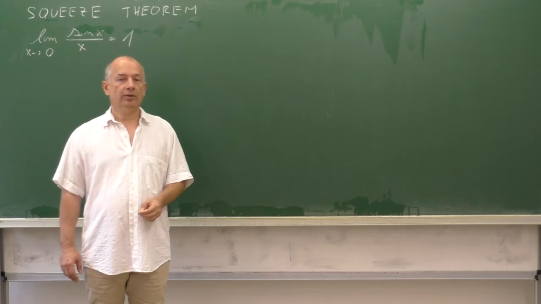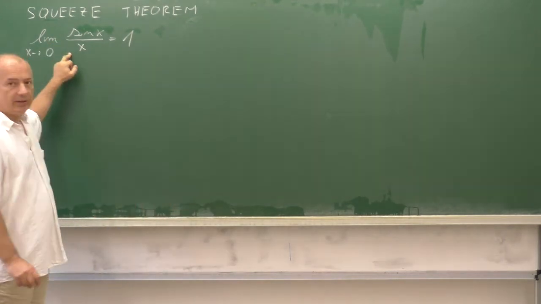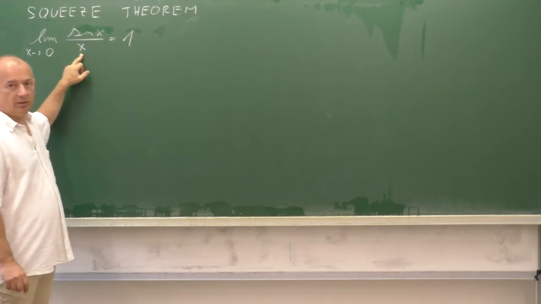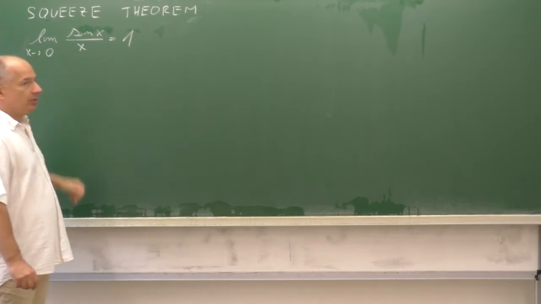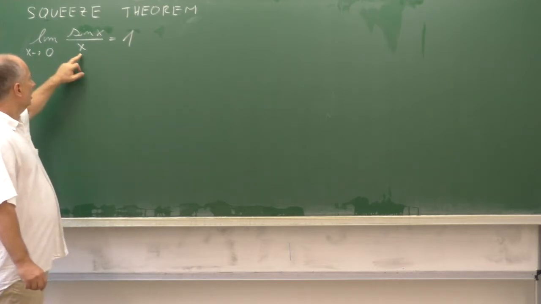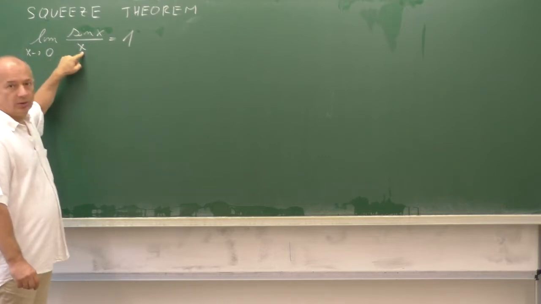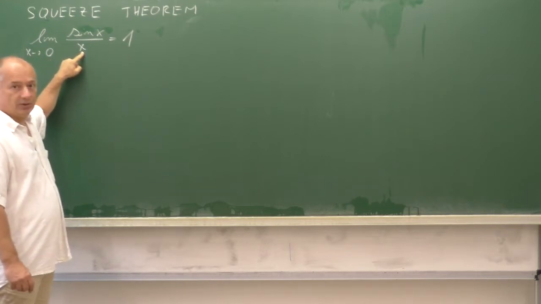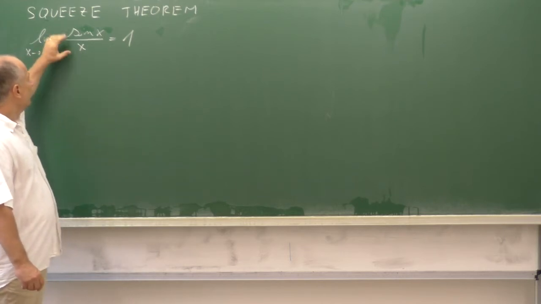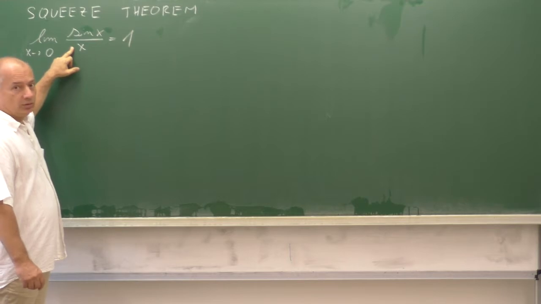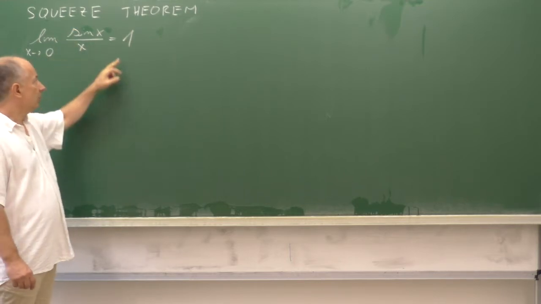Let me show you one interesting usage of the squeeze theorem. We want to show that the limit of this expression, sine of x divided by x, is equal to 1 when x approaches 0. We cannot use direct evaluation because for x is 0, the denominator is 0, and this fraction does not exist. If we sketch the graph, or if we evaluate for x close to 0, then this fraction indeed approaches this value.